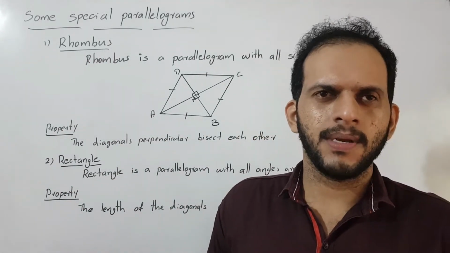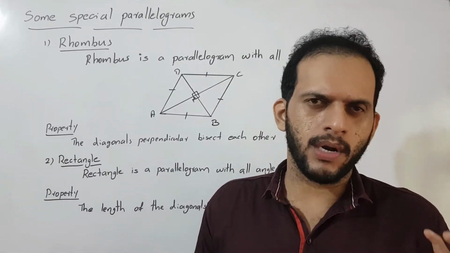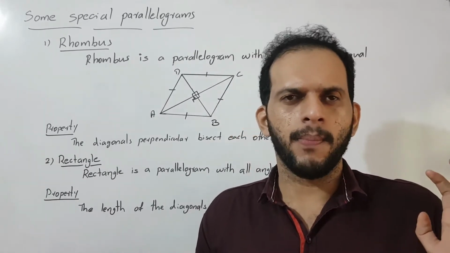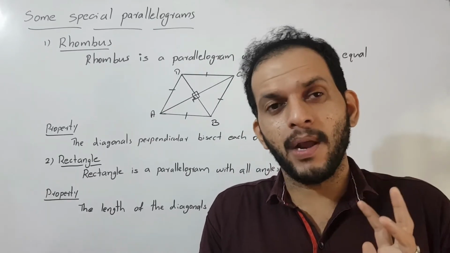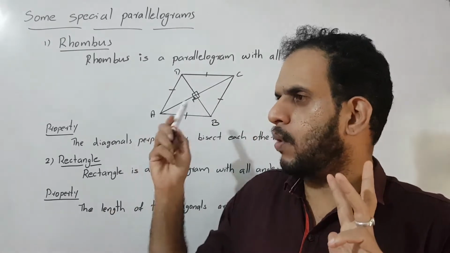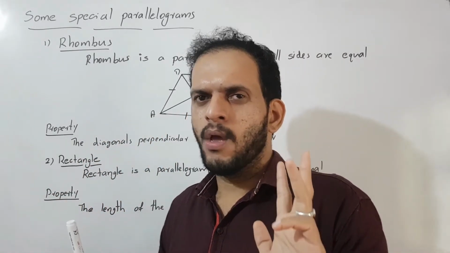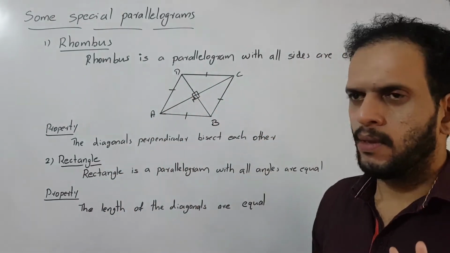Okay, that means a rhombus satisfies all the properties of a parallelogram. What are the properties of a parallelogram? The first property is that the opposite sides are equal. Here that property is not important. Why? Because all sides are equal.